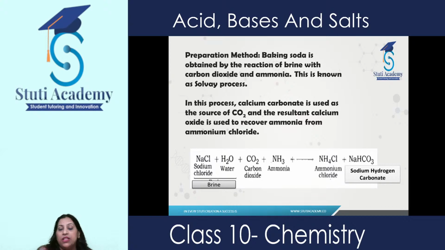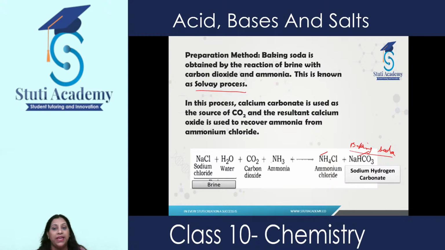Now, how is this baking soda prepared? Baking soda is prepared by the action of brine solution. Brine means when sodium chloride dissolves in water, it becomes a brine solution. When brine combines with carbon dioxide and ammonia, this entire process is known as solvay process, which results in the formation of ammonium chloride and sodium hydrogen carbonate, which is baking soda.